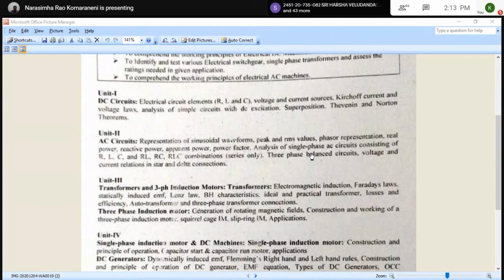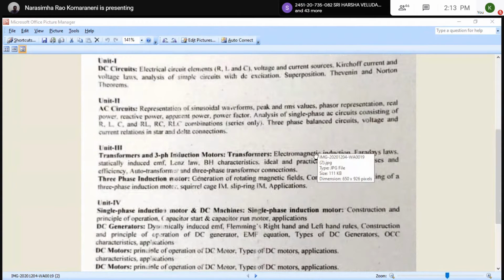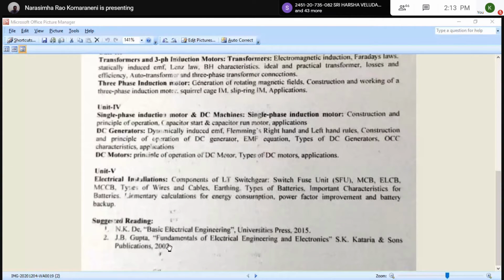This is your syllabus. For this first unit, you follow this book: Fundamentals of Electronics and Electrical Engineering by J.B. Gupta.